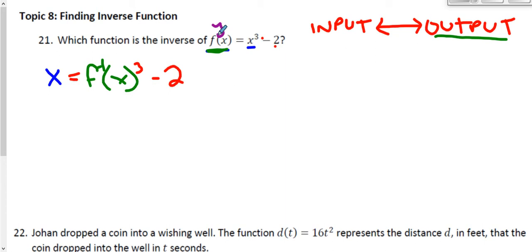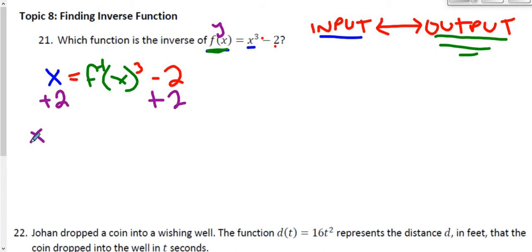Alright, so we switched our input and output, which means technically we have our inverse, but it's always proper to solve for the output. So we're going to try and get f inverse of x by itself. Now, my f inverse of x is being cubed and having 2 subtracted from it, so I'm going to undo those in the opposite order. To get f inverse alone, we're going to add 2 to both sides.